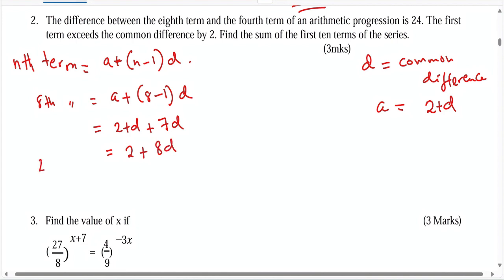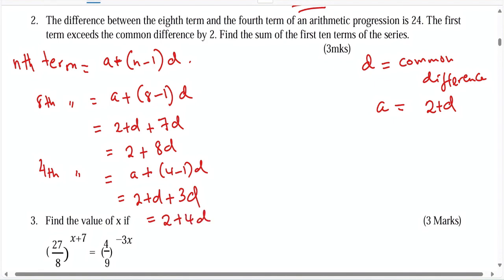And now let's go to the 4th term. The 4th term is given by a, the same thing, 4 minus 1 times d, which is basically a is 2 plus d, and 4 minus 1 is 3 times d. So as a result, you collect the like terms, so your 4th term is also written as 2 plus 4d. Sawa. Nadhani paka hapa tuko freshi barida. Ona, swali ya hesabu si magumu.